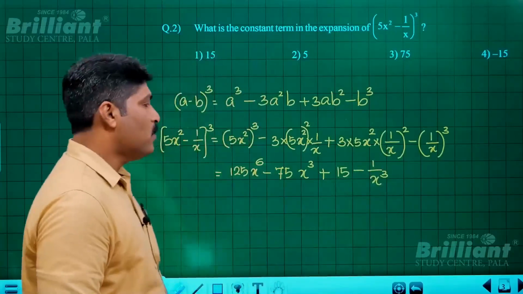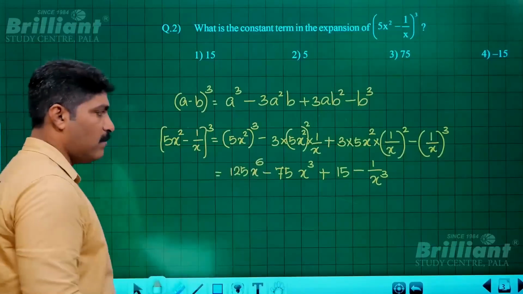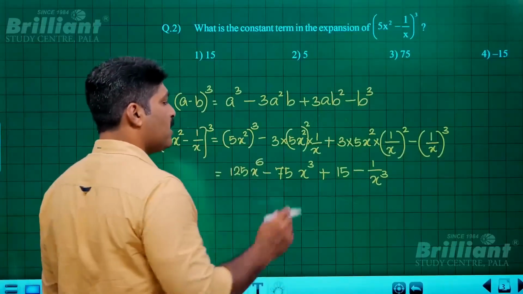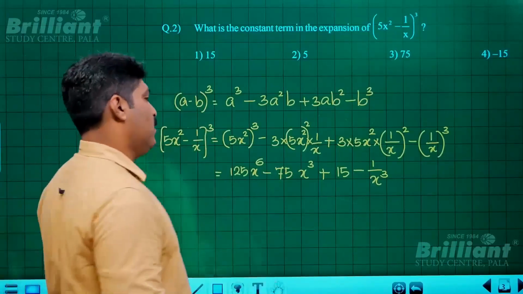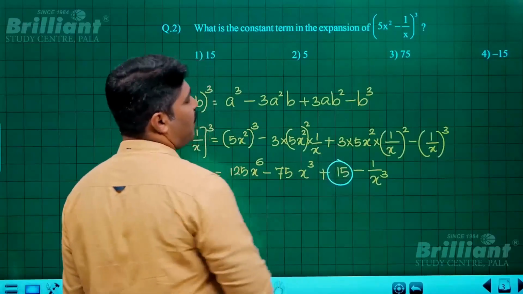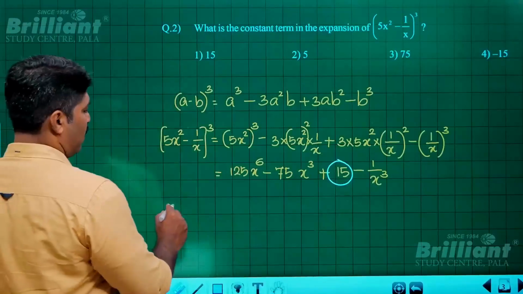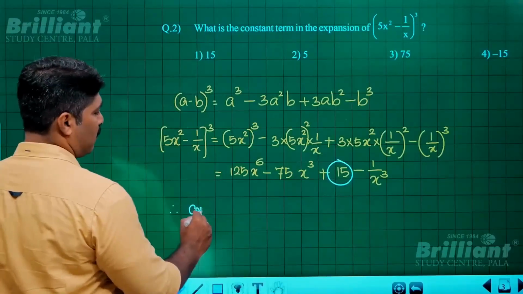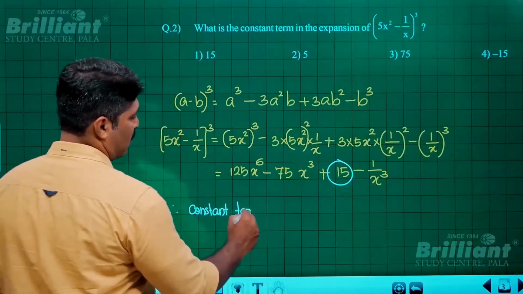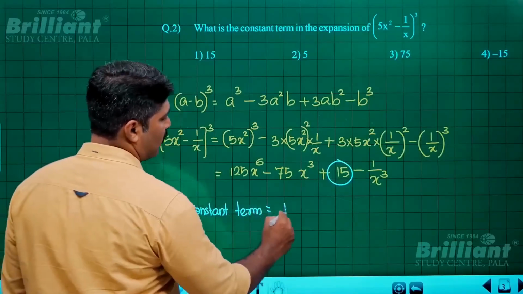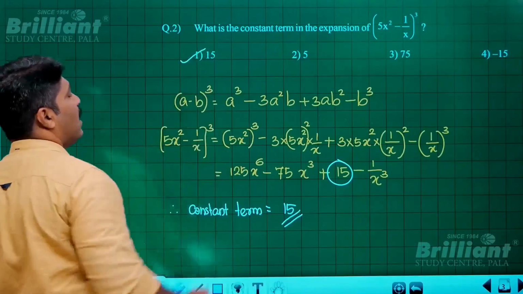Got it? So while we are considering this expansion, here we have different types of terms. Out of all these terms, which is a constant value, which doesn't have the presence of x? Here this 15. So therefore, which is the constant term? Therefore, the constant term is positive 15. So that's the answer here. So answer is option 1.